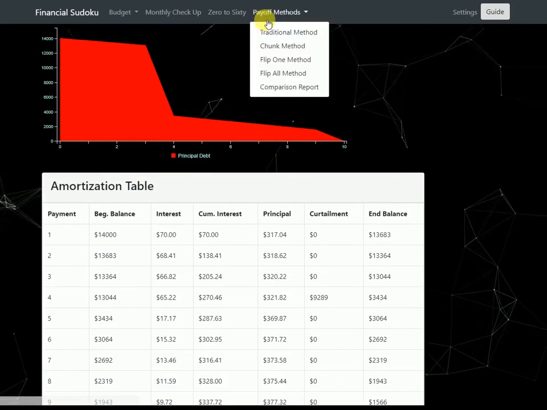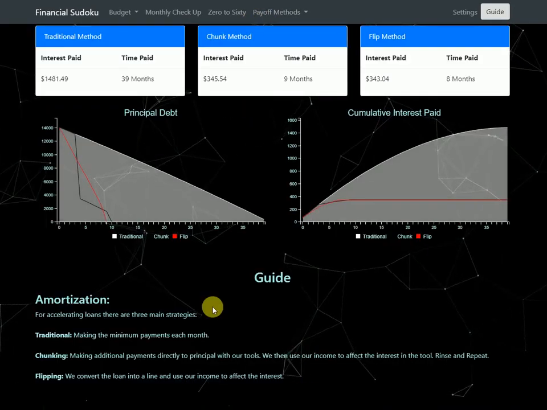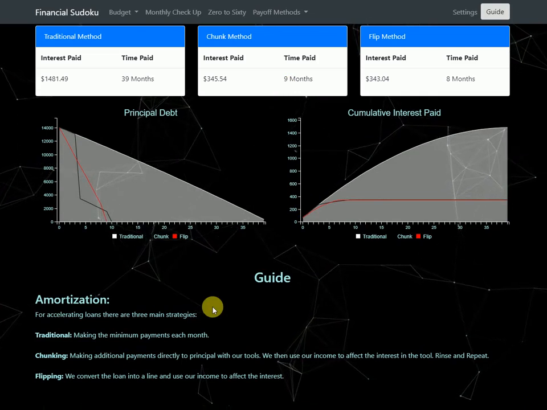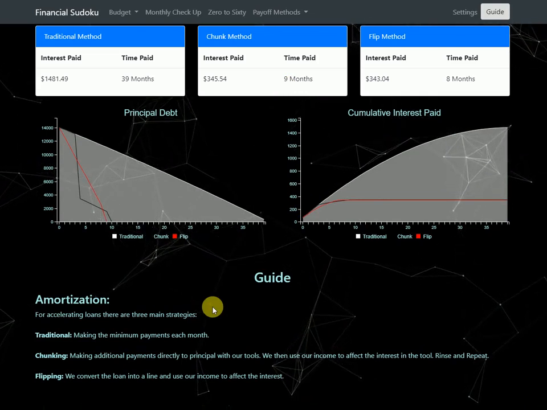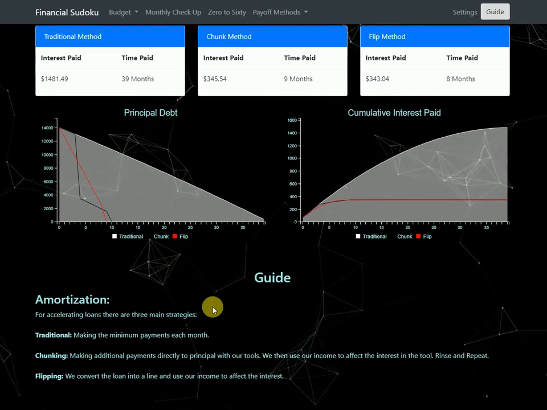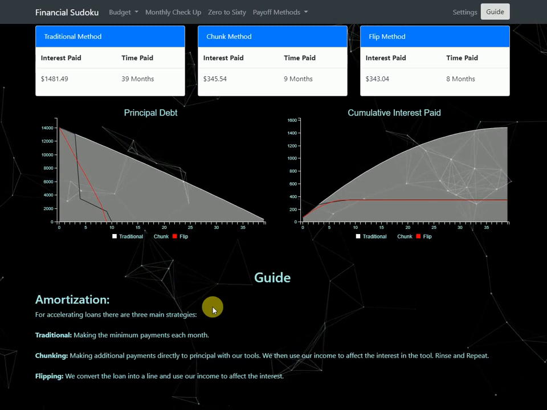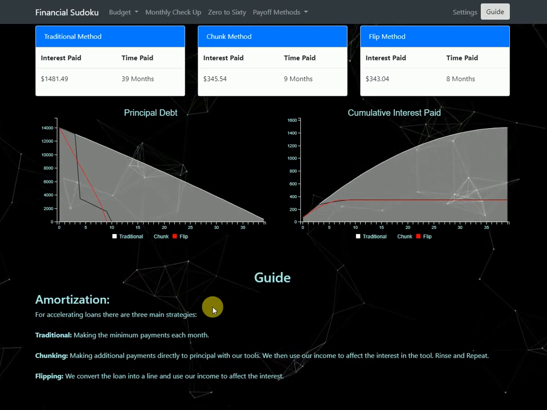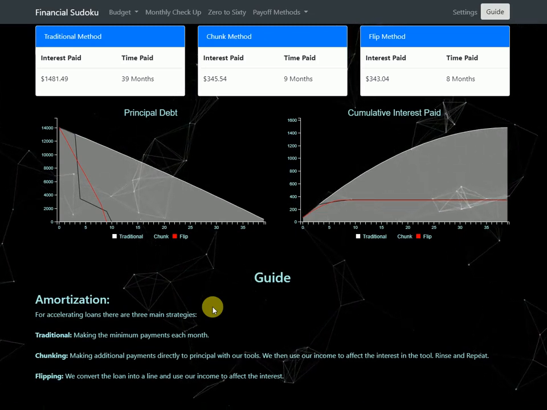And then finally, we have the comparison report that's going to bring everything all together, and you can compare which one is best. And of course, the flip method will almost always win this. So that's something that you can take into mind when you're moving forward.